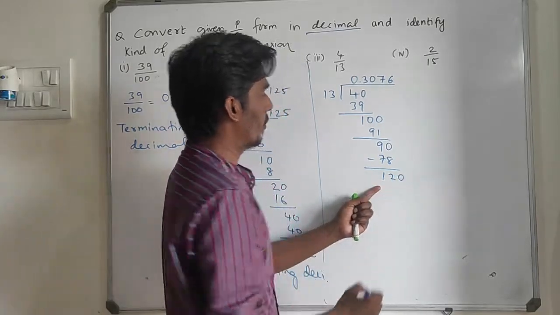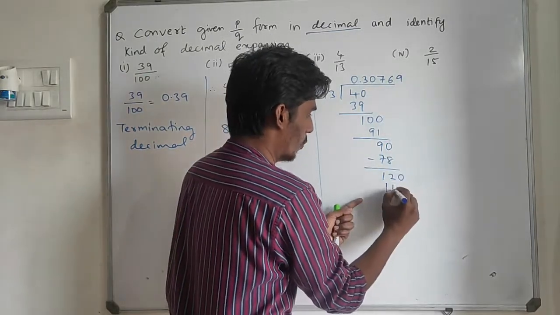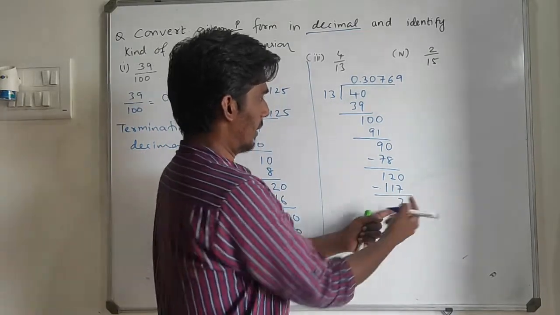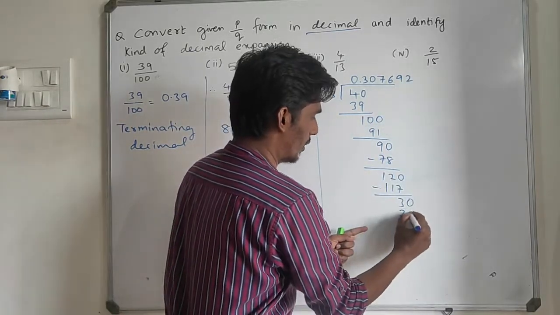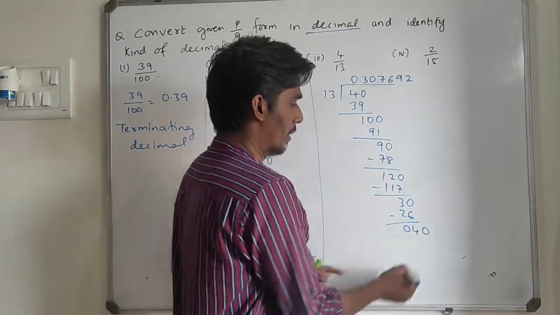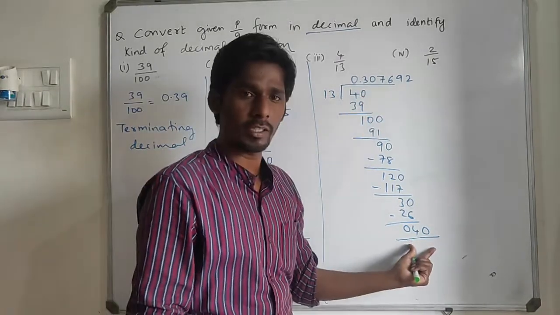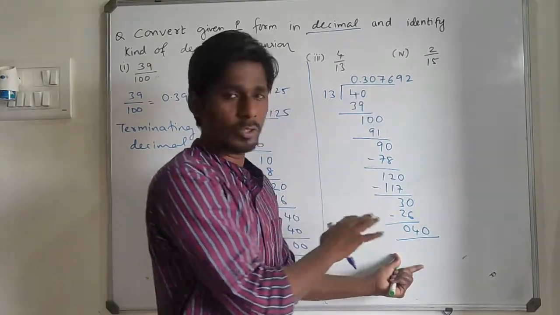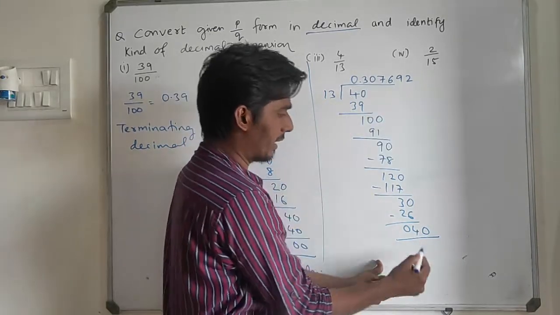One more number. If I take 0 here, 120. Before 120, 13 9s are 117. So the subtraction is 3. If I take 0 here, 2s are 26. How much did I get here? 4. If I take 0, now if you observe this one, we started with 40 and again we got 40 here. This is the important part where you have to stop. While calculating this number, you have to stop somewhere. You are not going to keep on calculating. So here I started with 40, then again I got 40.